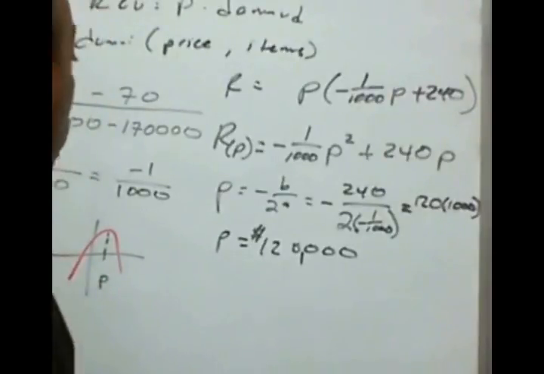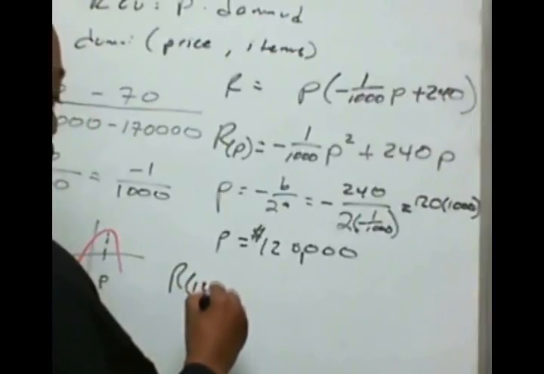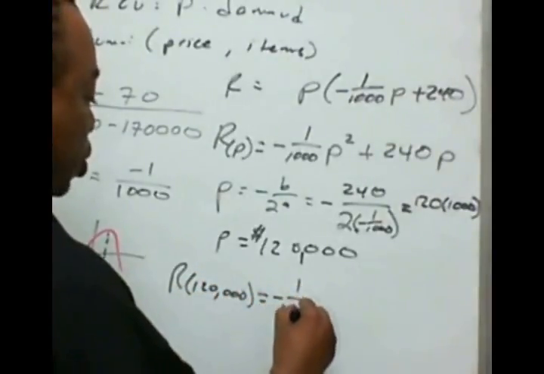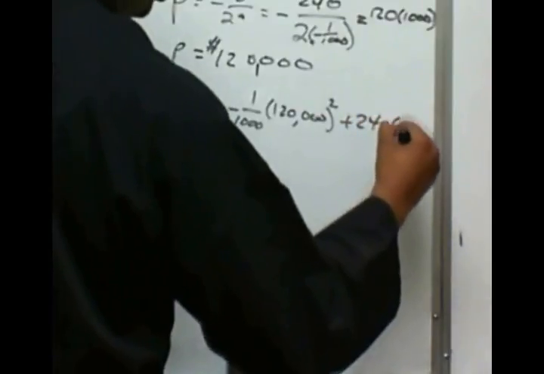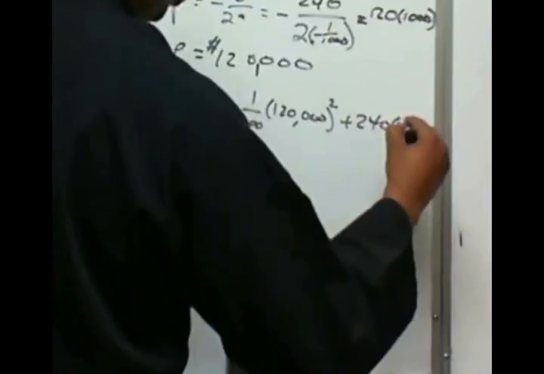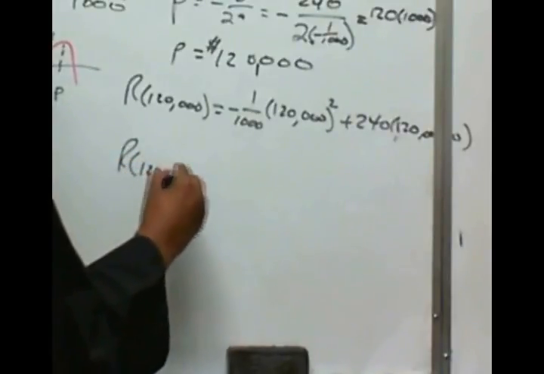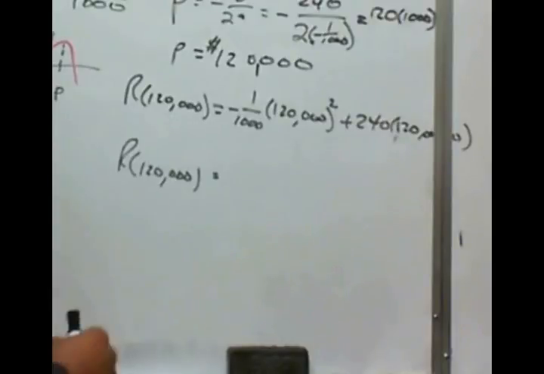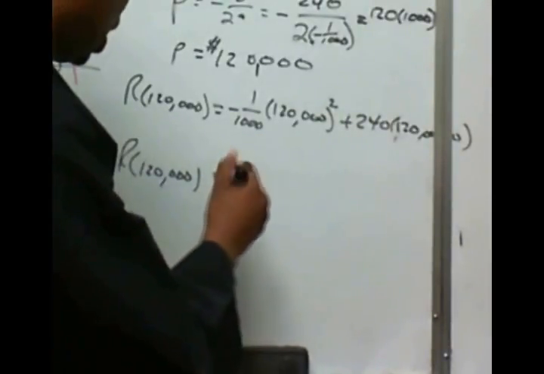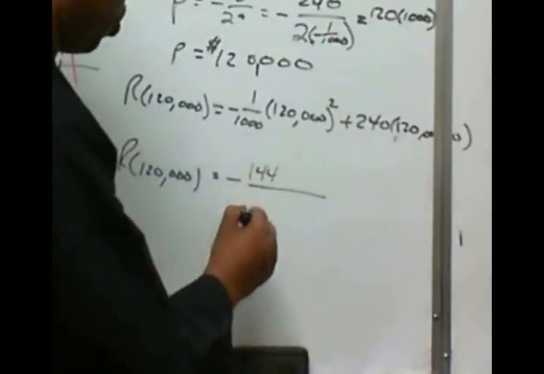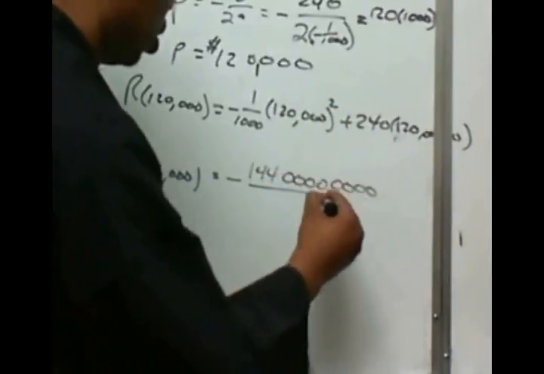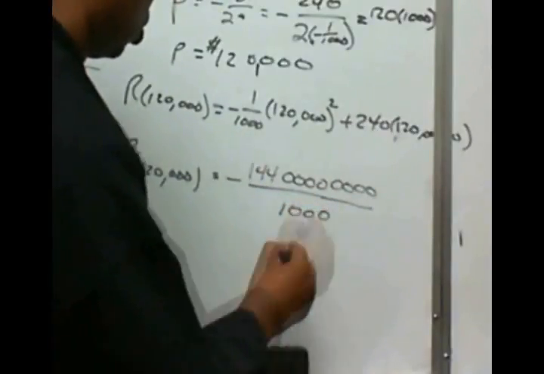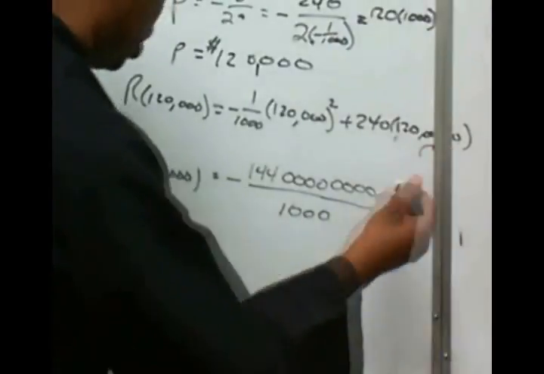Now, what about our revenue? Let's take a look. Revenue, when you put in the price of $120,000, will be negative 1 over 1,000 times 120,000 squared plus 240 times 120,000. Looks like time for a calculator, but let's see how far I can get without needing one. I'm going to work with this one first. I know 12 times 12 is 144. I have 4 zeros here, but with the square that'll give me 8 zeros. And this is all over 1,000. I'll work with that part later.